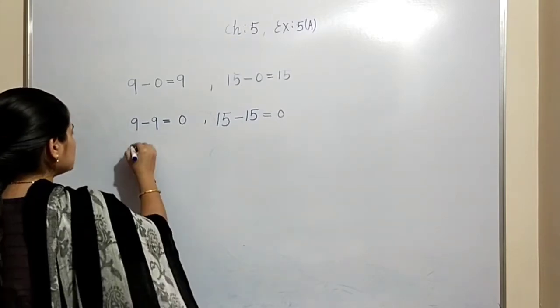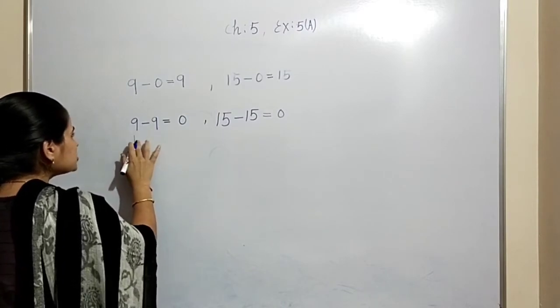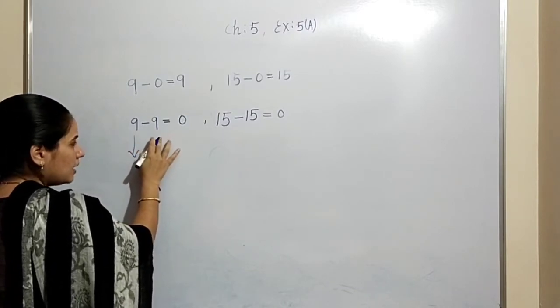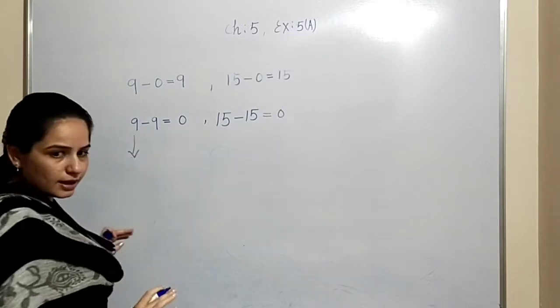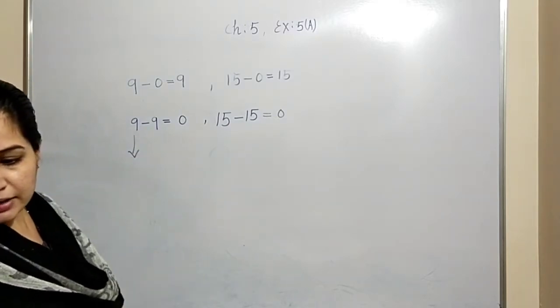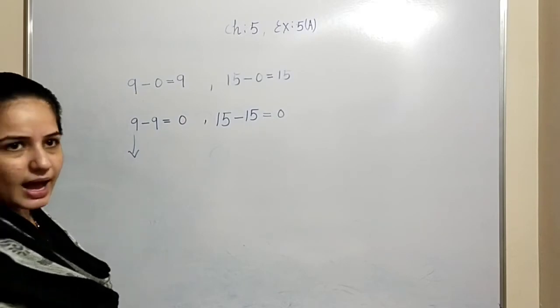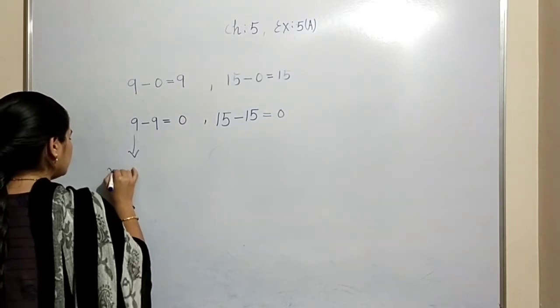The first number from which we are subtracting the second number is called the minuend. MINUEND.